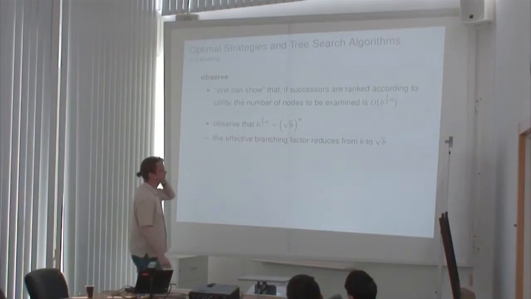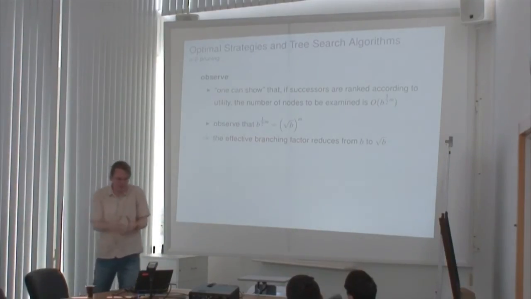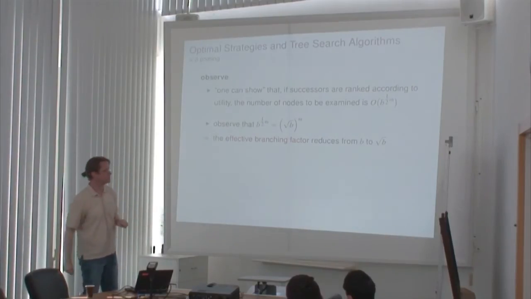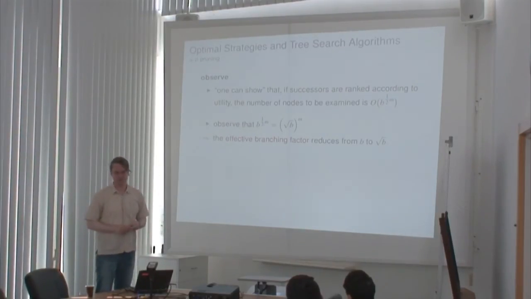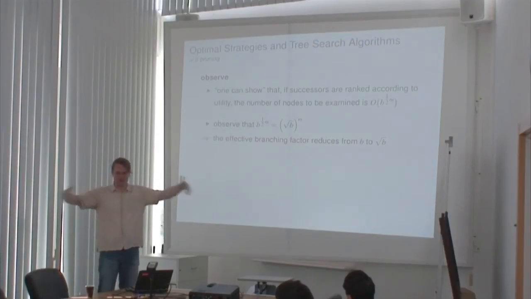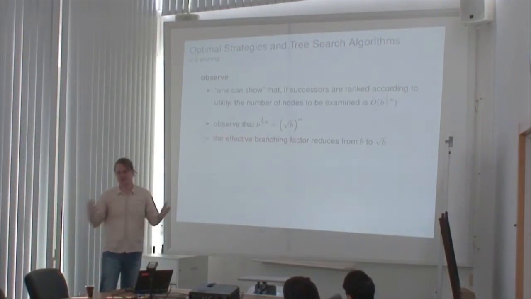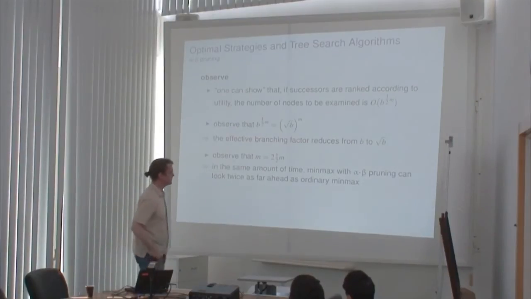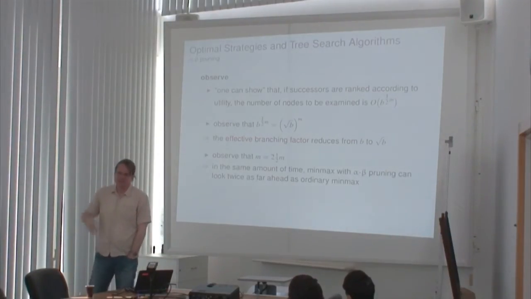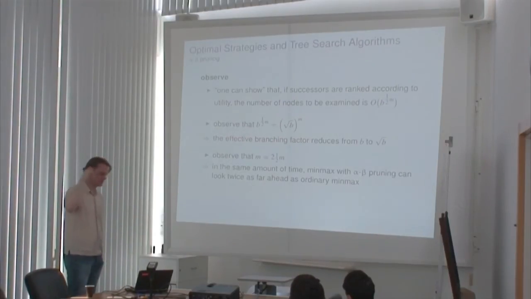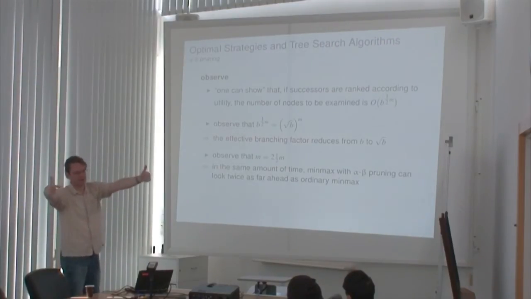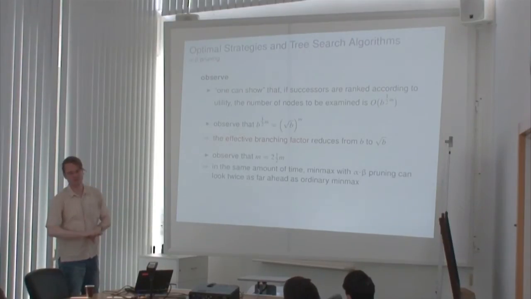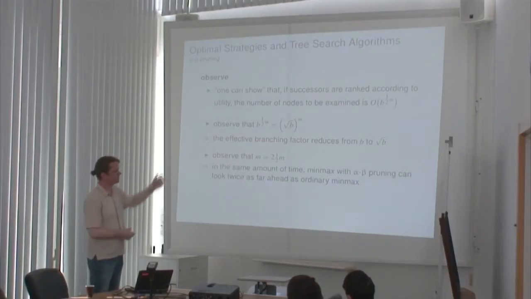And that is to say that with alpha-beta pruning, under this assumption that that was possible, in the best possible case, the effective branching factor of the tree would go down from b to the square root of b. So these trees would not explode as quickly anymore. And also, obviously, n is 2 times 1 over 2 times m. It basically says that with alpha-beta pruning, under the best possible circumstances, we can do these lookahead computations twice as far ahead as usual min-max search in the same amount of time. So that would be really cool.